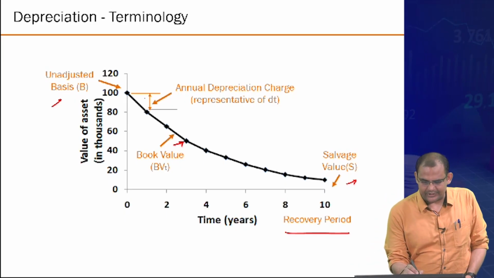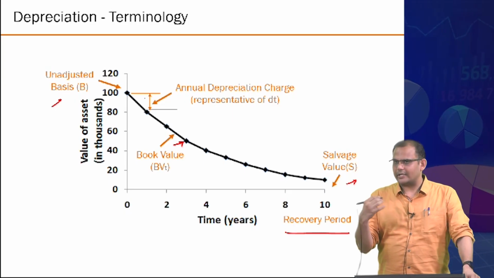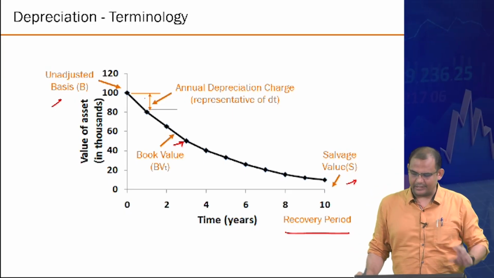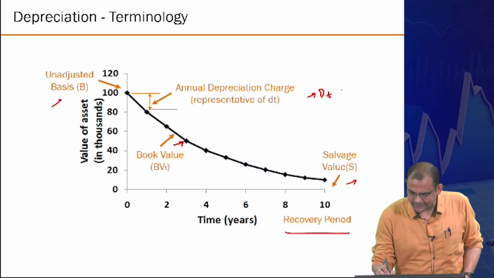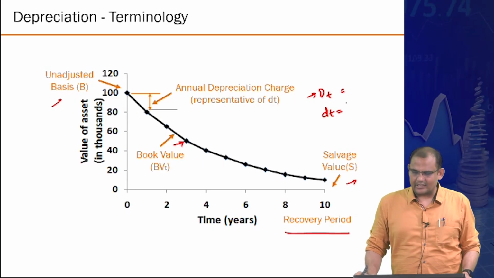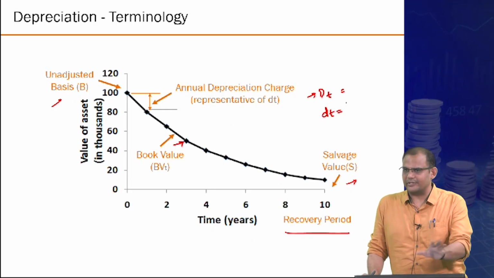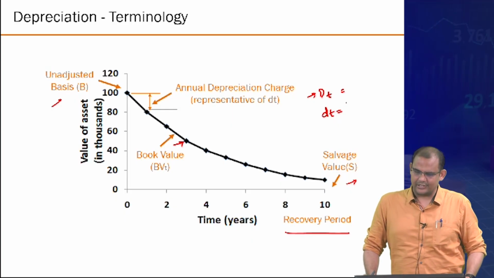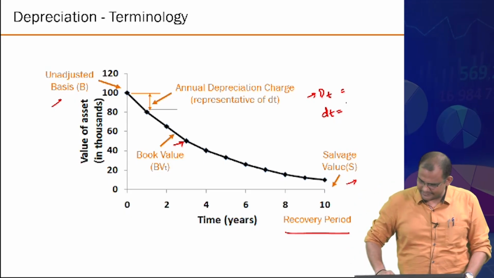At any point of time t, you put this book value and this is the representation. And the depreciation that you have accumulated, or at least been charged, in that particular year is denoted by capital DT, and the small dt is a fraction of unadjusted basis or something, which that definition keeps on changing, and we were looking at some of the formulas, right?